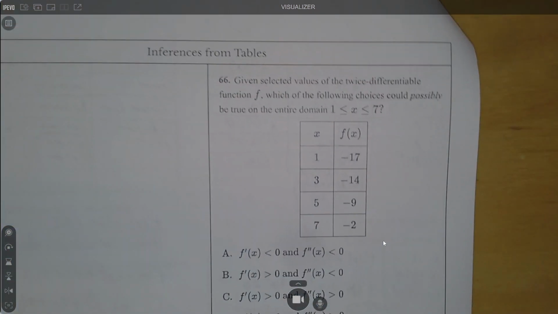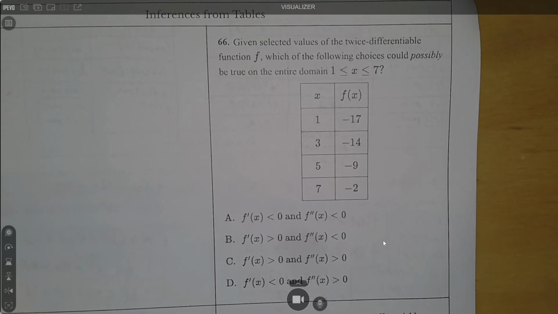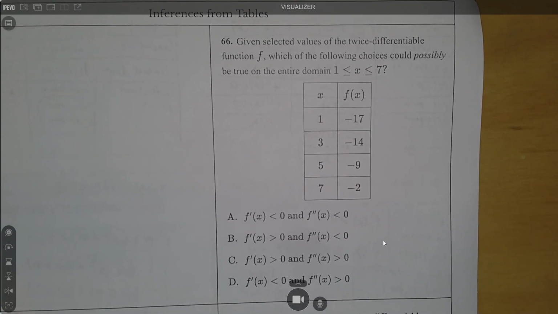And the way that these are tested is in tables. These are very common kinds of multiple choice questions on the AP test. You'll often be given a table and be asked to analyze it. So being very comfortable with tables and what's going on is really, really helpful for you. Let's take a look at a problem.